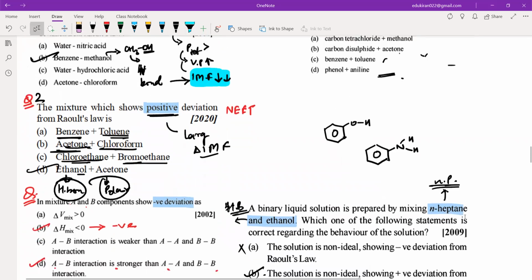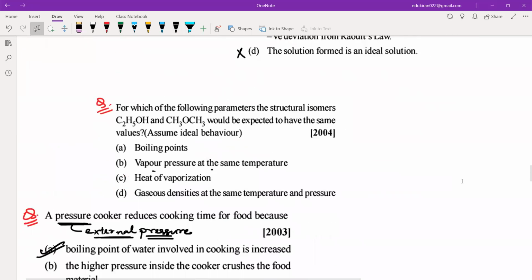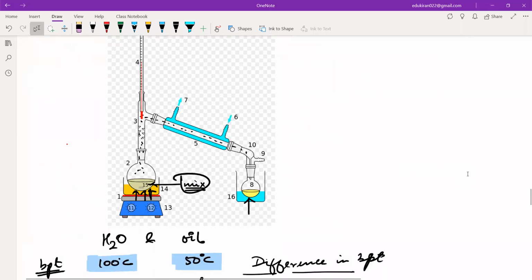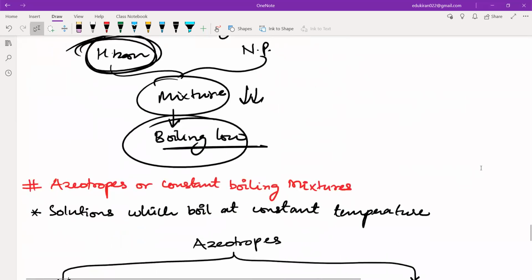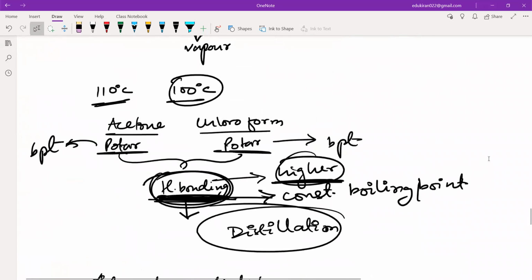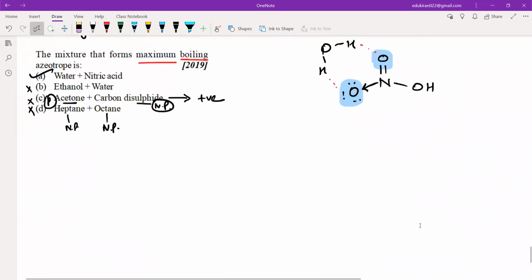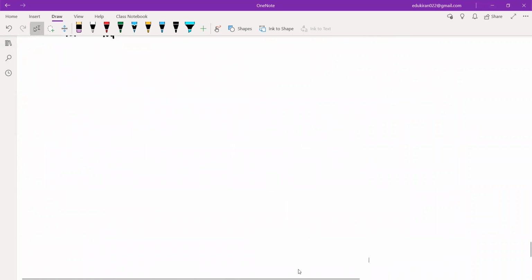Okay. Let us move on to the topic which is this. Azeotrope. Do you know what is azeotrope from school? No. Okay. You know about distillation? Distillation. You haven't heard of distillation? I have, but I forgot. You have heard, but you forgot.